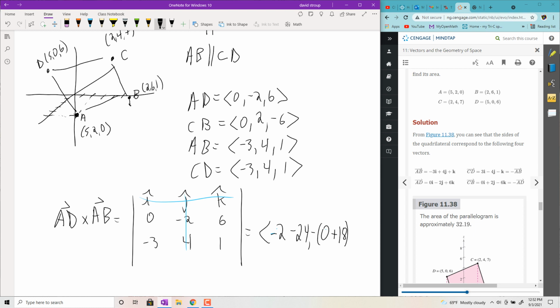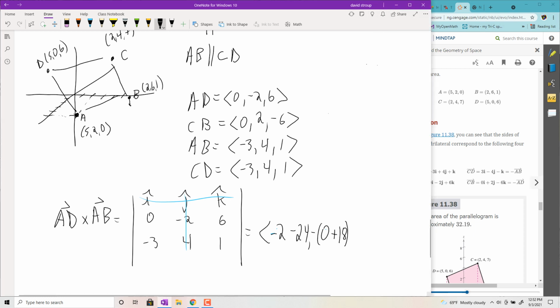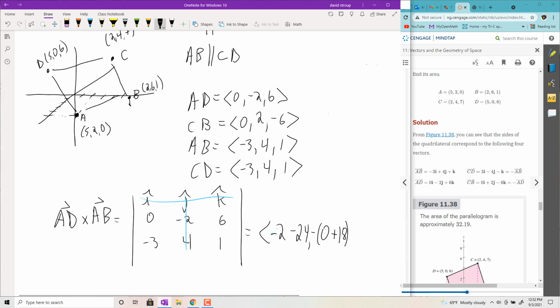After a while, you may want to just put it into Wolfram and get the cross products there when you're doing your homework. You won't be able to do that on a test, but at least on your homework, especially if you're doing tons of cross products later in the semester. It's not going to let me. There we go. Okay. Last one then.